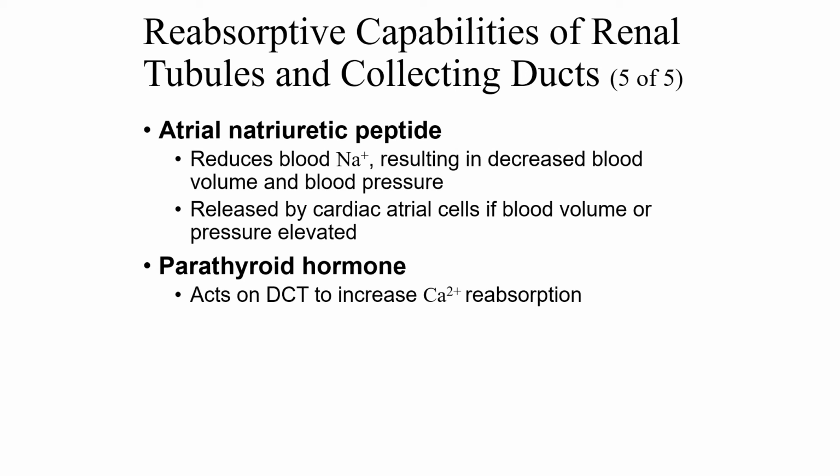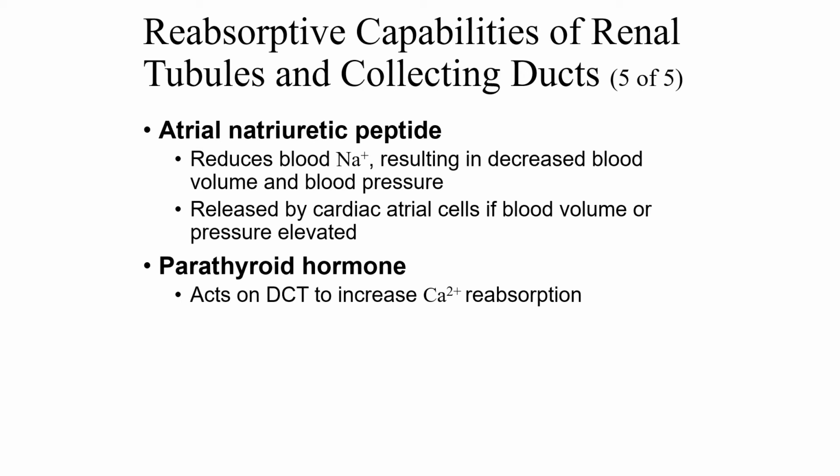ANP, atrial natriuretic peptide. Remember that this is released by the atrial cells of the heart, and what it does is tell the kidneys to reduce blood sodium, so the kidneys stop letting sodium be reabsorbed into the capillaries. This decreases blood volume and blood pressure.